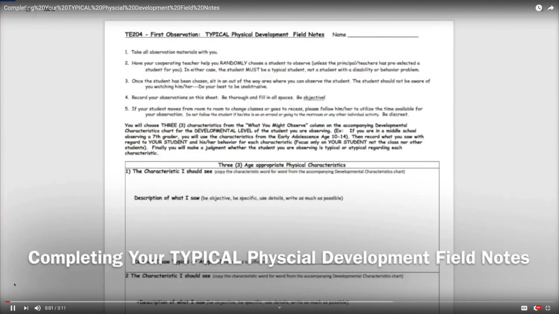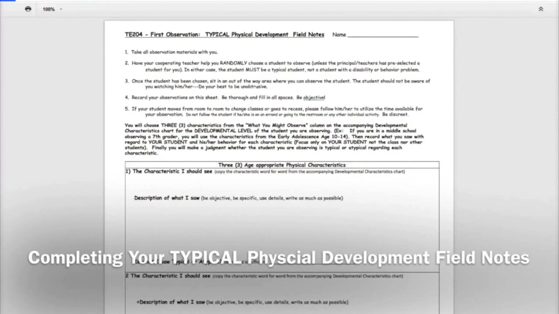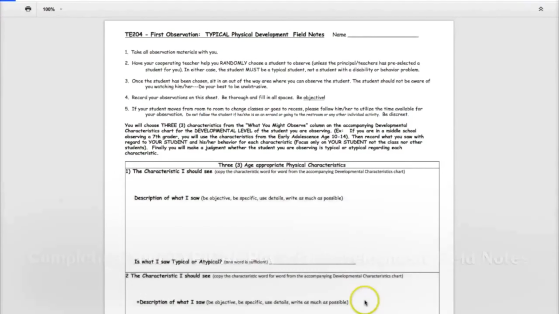Hi there, I want to take just a moment to walk you through the physical development field notes for the typical side of things. You probably went over these in class, but hopefully this will just be a good reminder so that you can have the best visit possible. Again, be sure you take all your materials with you.